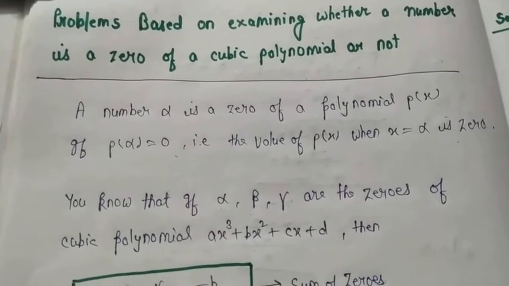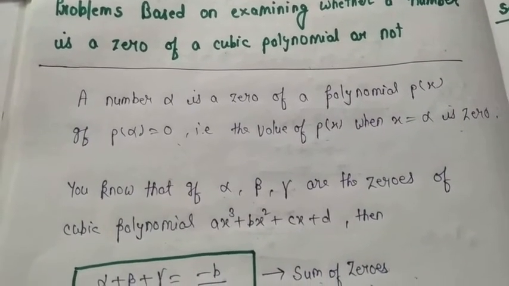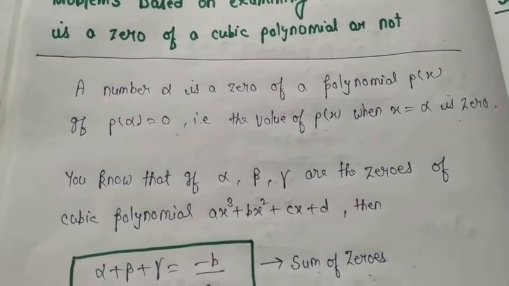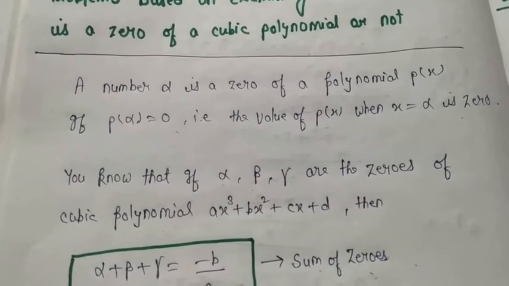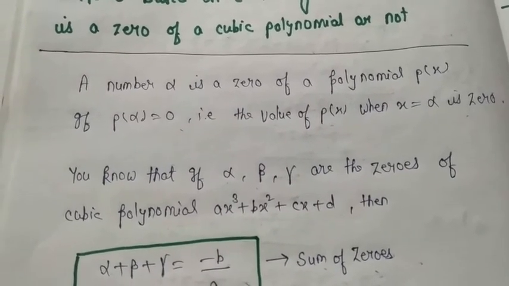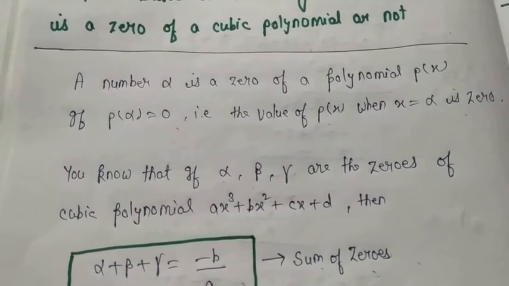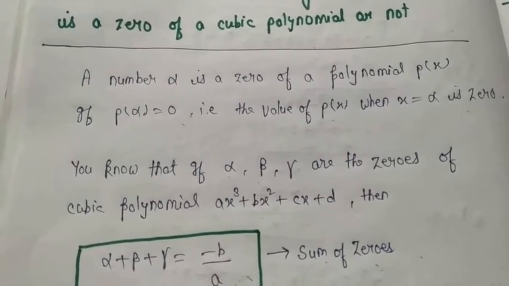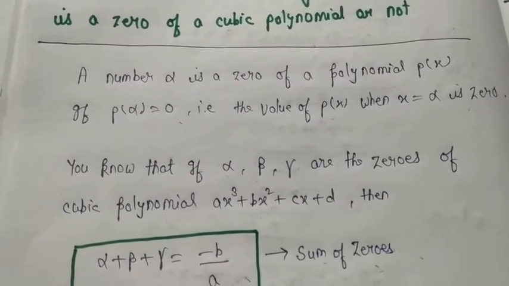As I told you in the earlier part also, whenever you have to check whether a given number is a zero of the polynomial or not, whatever value is given in the question, suppose x equal to 3, you have to check whether it is a zero of the polynomial. So you will put that value in the given polynomial, and when the value of the polynomial is equal to 0, it shows that the given number is a zero of the polynomial.